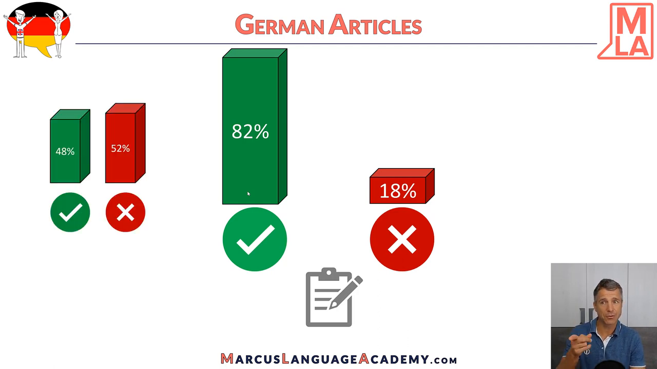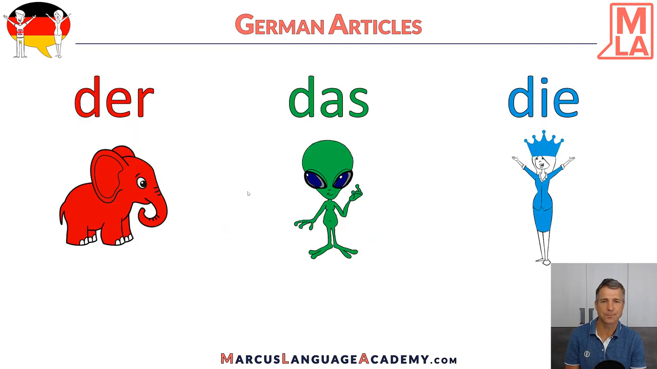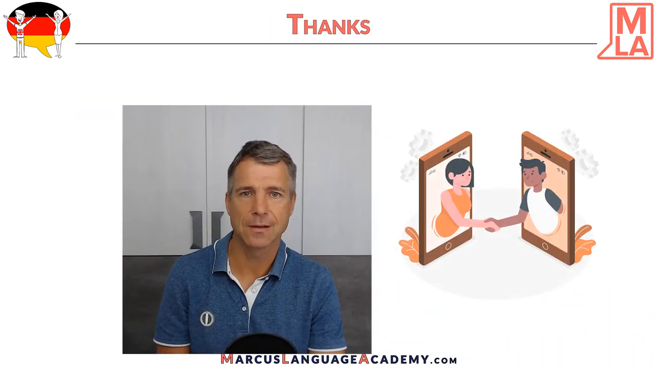So remember, without imagined colors and images, the result is like this. So there is a big, big change. Remember my three friends and also their colors. Der Elefant, das Alien, die Prinzessin.